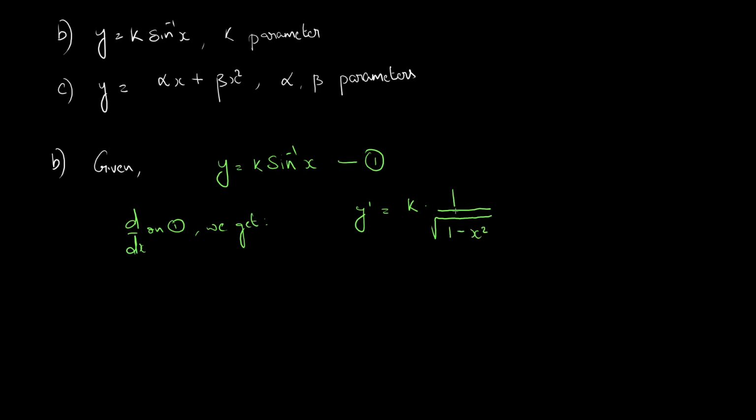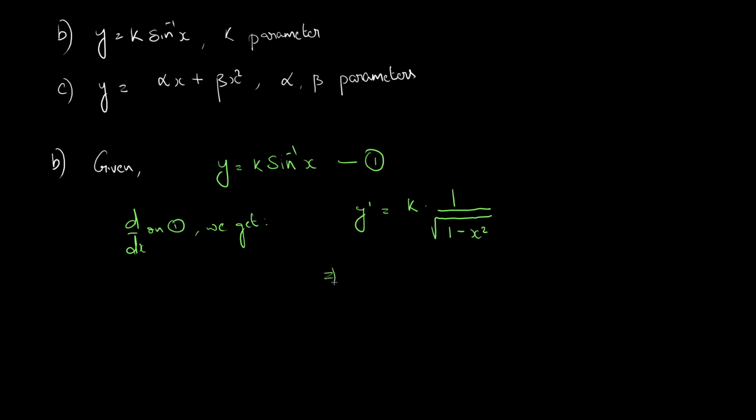The integral of 1 by root 1 minus x square is sine inverse x. So the differential of sine inverse x is also 1 by root 1 minus x square. This can be verified by giving a substitution, x is equal to sine theta here. Then y dash equal to k into 1 by root 1 minus x square.